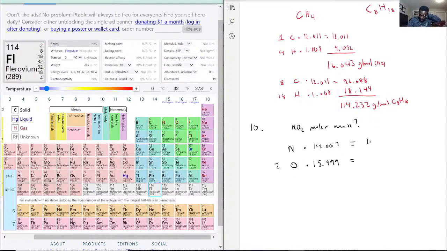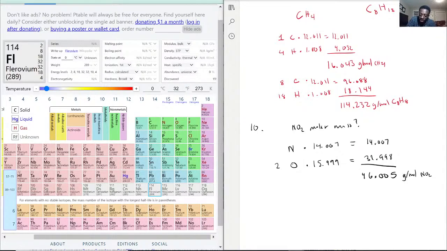Now that means 14.007 plus 2 times 15.999, so it would be 31.998, something like that. Let me check actually. 15.999 times 2, 31.998, perfect, plus 14.007, 46.005. Okay.